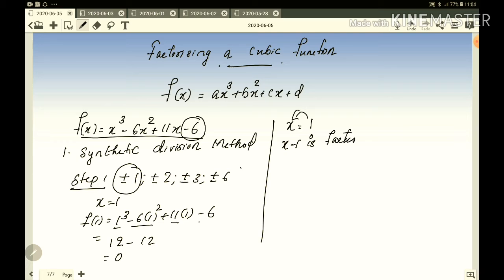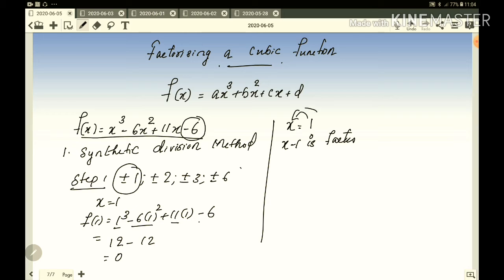Clear? So I got one factor. We need only one factor, and this step is common to all the methods. Whether you are doing the long division method, inspection method or synthetic method, this step is common. Now, since I am doing synthetic, just watch what I am going to do.